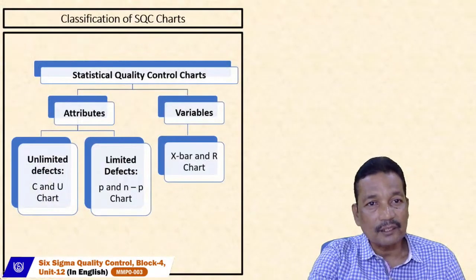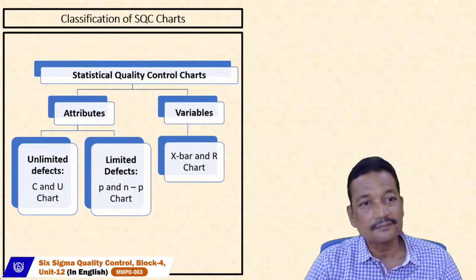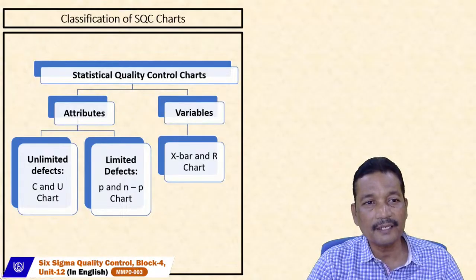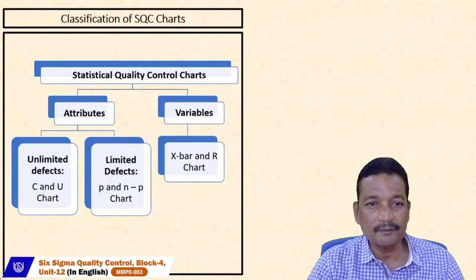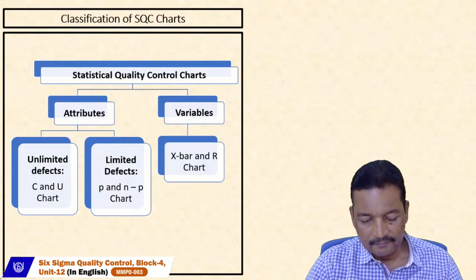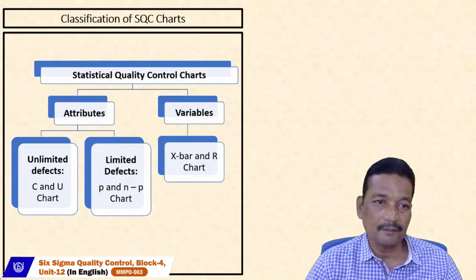Now statistical quality control charts, we can show in this format. The control charts can be drawn for both attributes and variables. Now, first of all, what is an attribute?